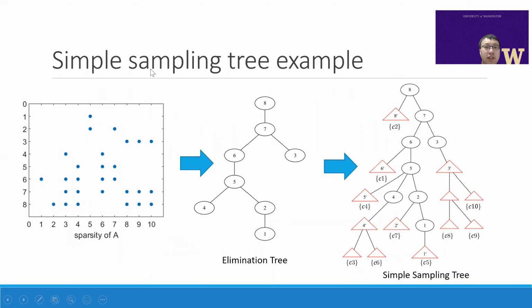And for the simple sampling tree construction, again, we use a matrix and we get the corresponding elimination tree. Since each node here corresponds to a column in the matrix, and we want each leaf of the sampling tree to correspond to a row in the matrix, we add some leaves under each node to construct the simple sampling tree. But you can see the structure is totally preserved in the sampling tree. Okay.